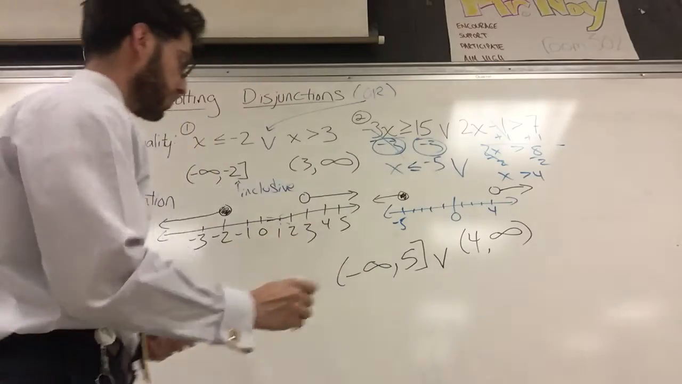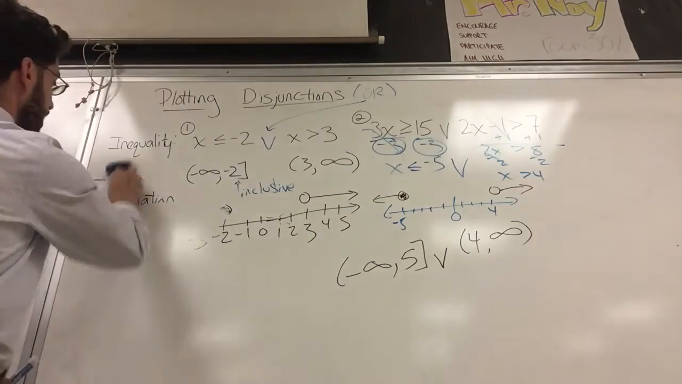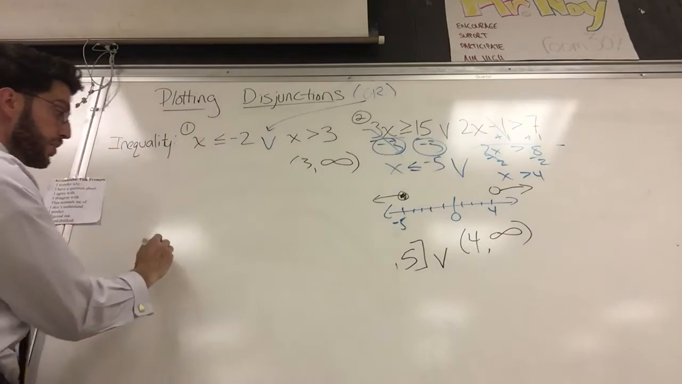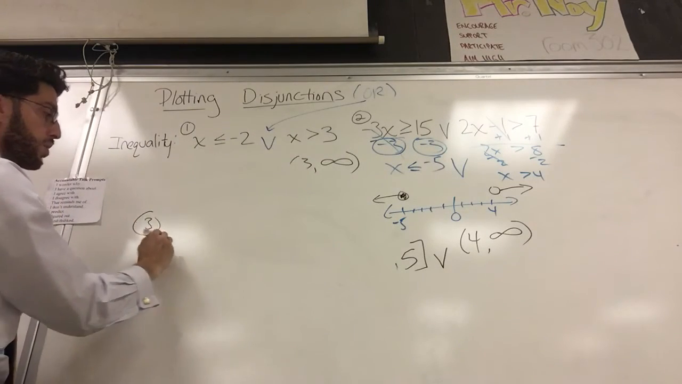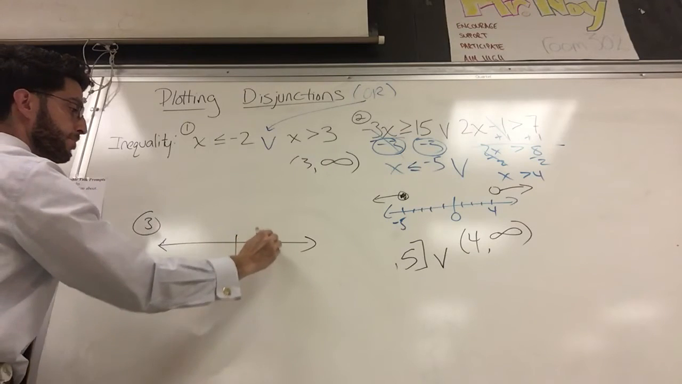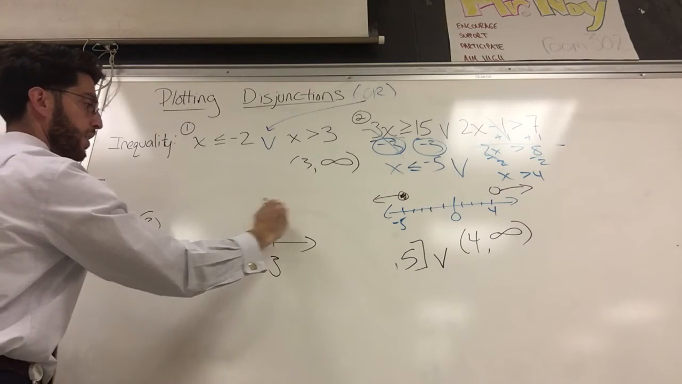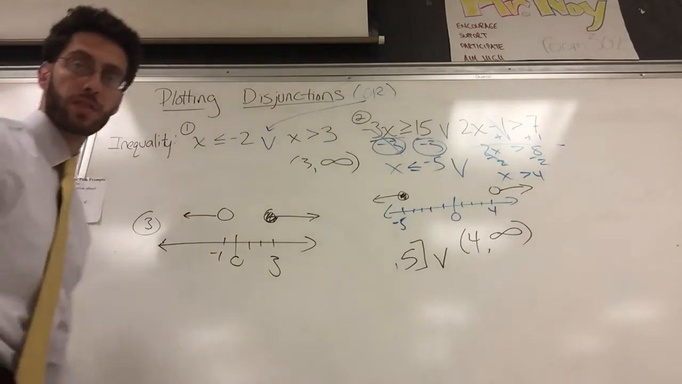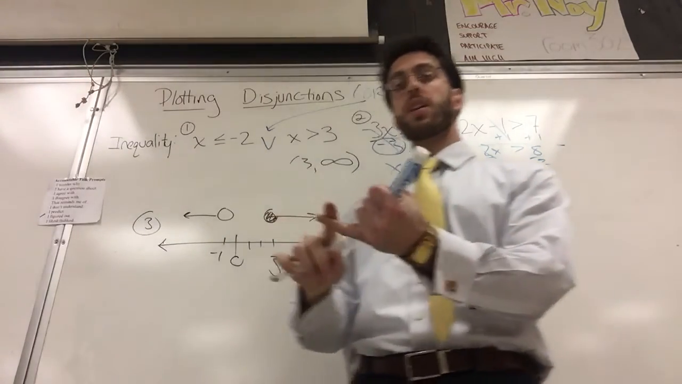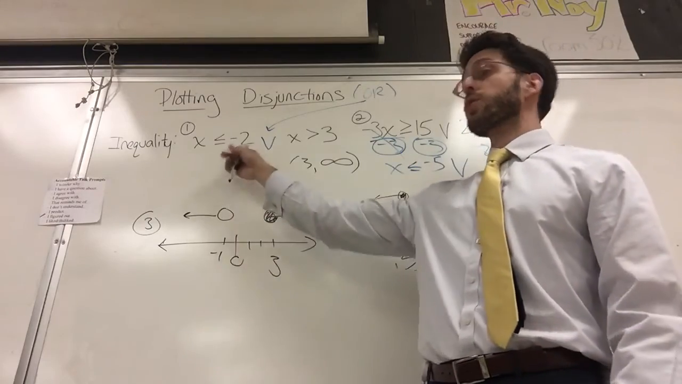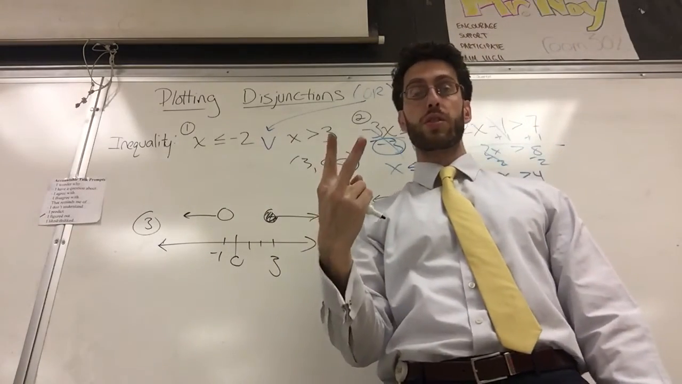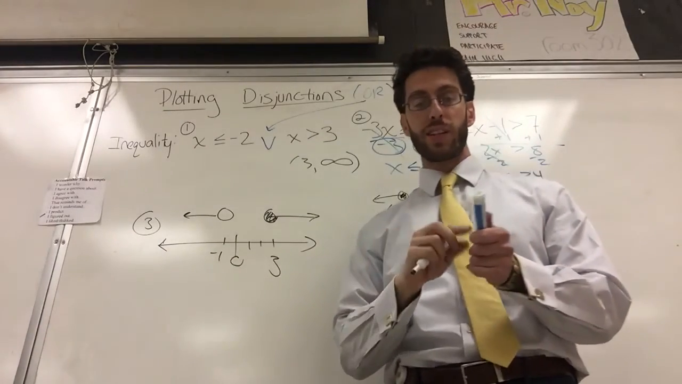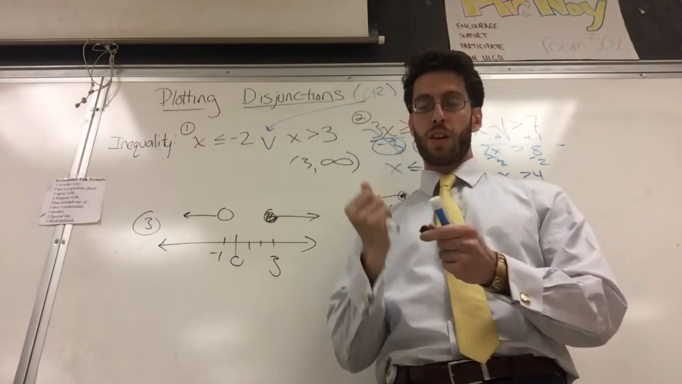Let's do one more just for fun. Let's say I gave you the plot. I'm giving you, I'll call this number 3. I'm giving you the graph, and I'm asking you to write the disjunction. Write the disjunction in set notation, and write the disjunction as an inequality with the disjunction symbol, okay? How would you do that? It's pretty simple. I'm actually not going to tell you. I'm going to let you do this one on your own.